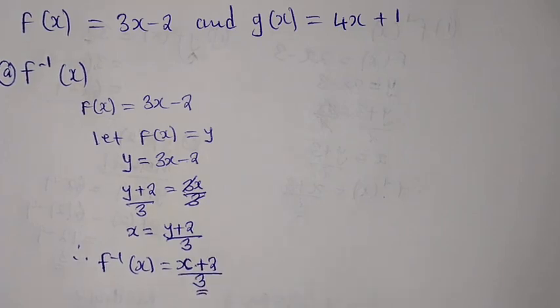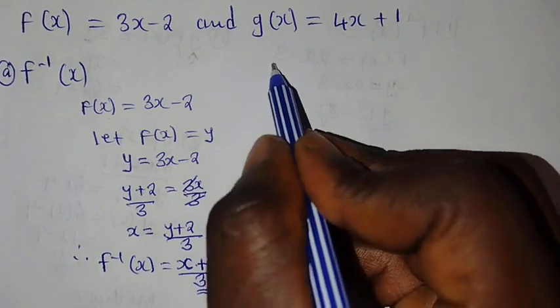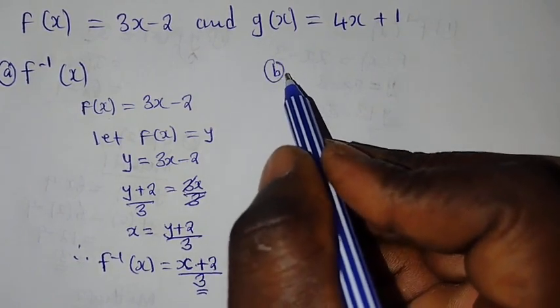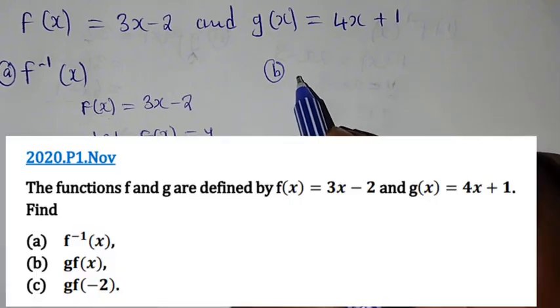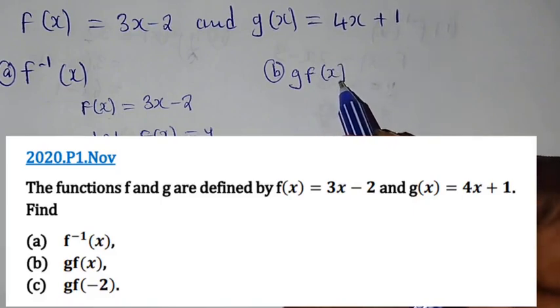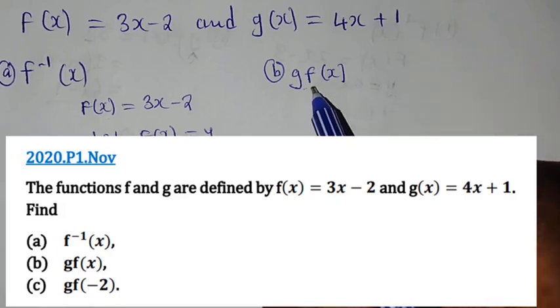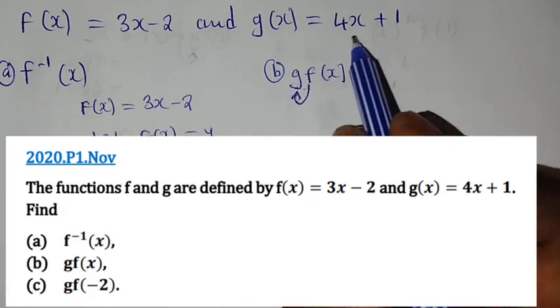This is our answer. We now answer our question B. Question B is saying we need to find the function gf of x. To find the function gf of x, remember what I said under question 1. This is a composite function because it has two functions, g and f. So the function f is going to be substituted into the function g. So we are going to write the function of g, which is this one right here.